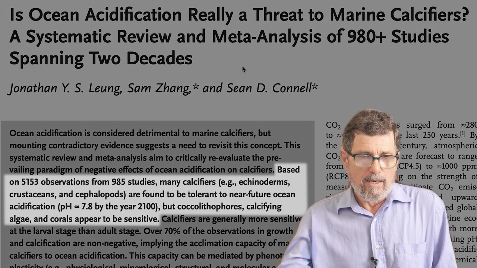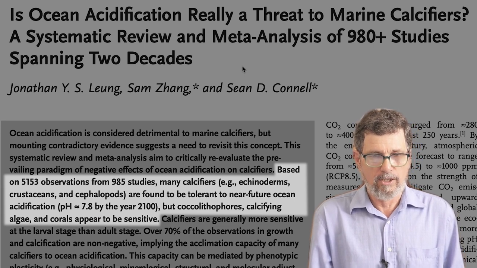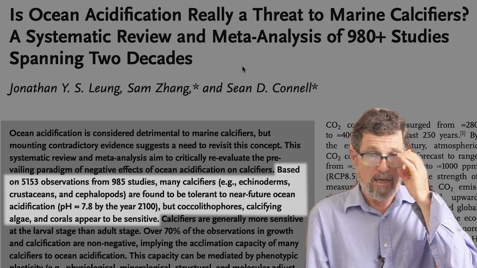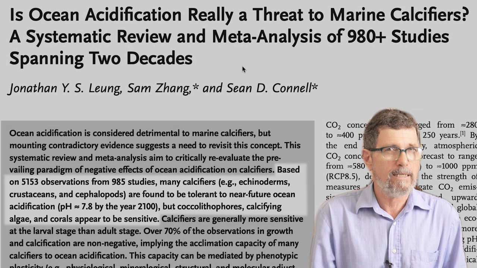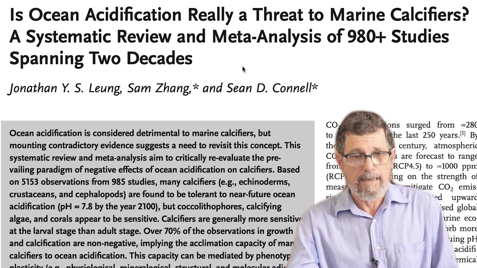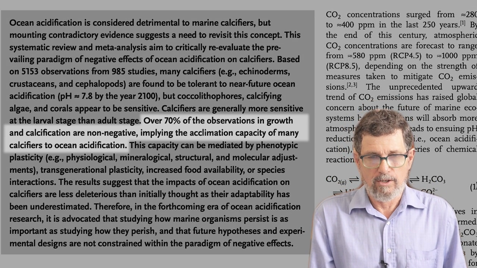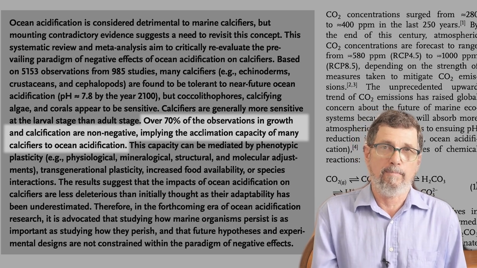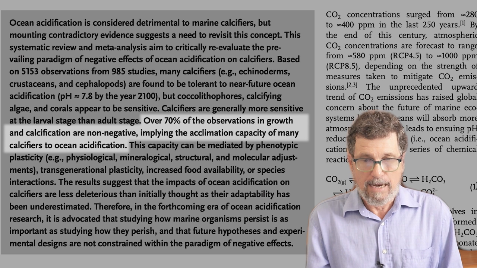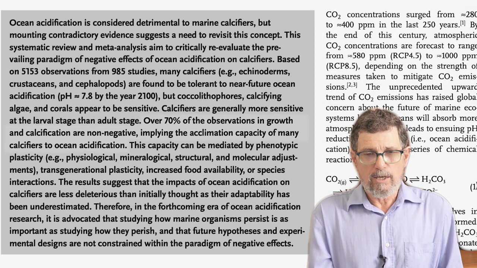So Leung stated, based on 5,000 observations and about 1,000 studies, many calcifiers, echinoderms, crustaceans, cephalopods, are found to be tolerant to near-future ocean acidification. But coccoliths, calcifying algae and corals appear to be sensitive. So there is something to worry about. But he also went on to say that over 70% of the observations in growth and calcification are non-negative. That means that they were unable to find any major problem happening with the increased carbon dioxide and lower pH. And this implied, he says, the acclimation capacity of many calcifiers to ocean acidification. In other words, there seems to be an ability of organisms to adapt to the changes.